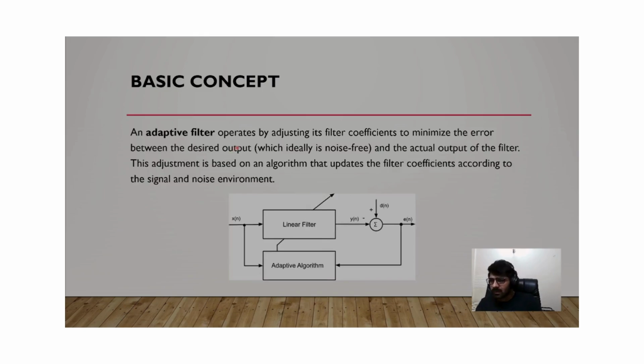An adaptive filter operates by adjusting its coefficients to minimize the error between the desired output, which ideally is noise-free, and the actual output of the filter. The adjustment is based on an algorithm that updates the filter coefficients according to the signal and noise environment. Here we can see, according to the signal and noise environment, our adaptive algorithm updates the filter coefficients, which then updates the filter, and the input signal is filtered to a reduced noise output.